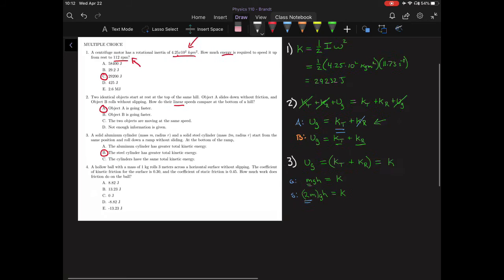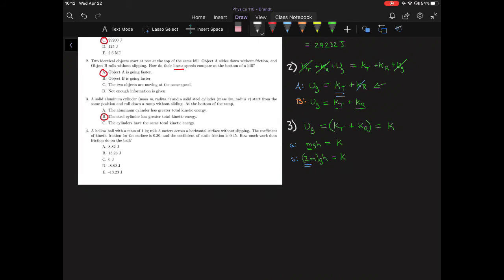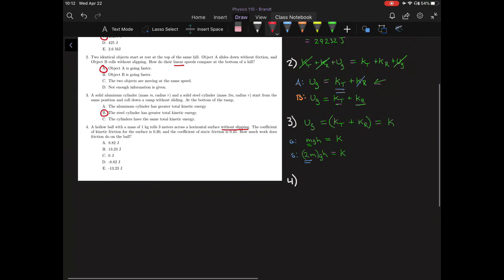All right, and last problem here, number 4. We've got a ball rolling across the horizontal surface, and this is the important part here, without slipping. So that coefficient, and it rolls, right? That's also important. So we've got the coefficients of both kinetic and static friction. So how much work does friction do on the ball? Well, we got to think about this. How much work is friction actually doing?